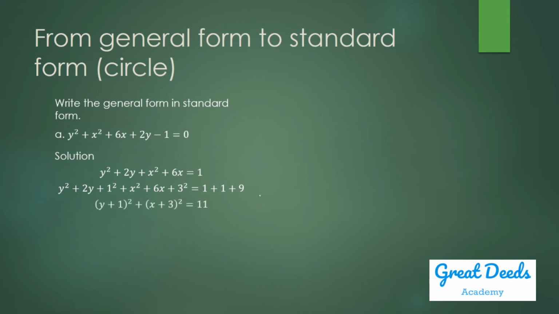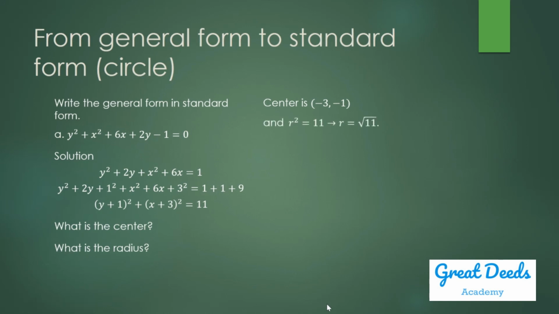Our standard form now is the square of y plus 1, that came from this, plus the square of x plus 3. You can see here why I am not simplifying 3 squared as 9 right away, because I want to see the base, which is going to be the constant term of my binomial. This is equal to 11. What is the center? The center here is -3, -1. The radius is not 11. 11 is r squared. So the radius is the square root of 11.